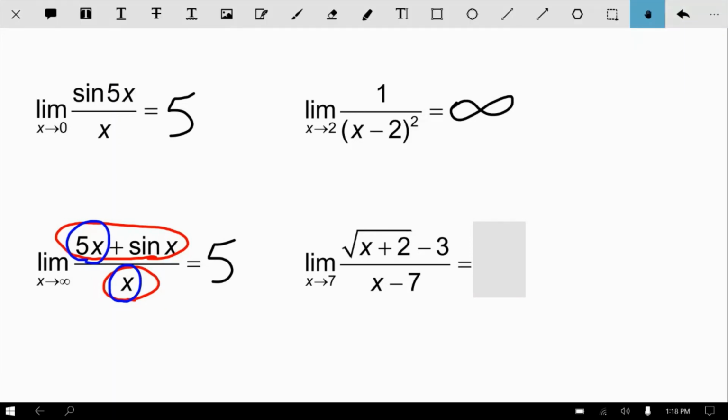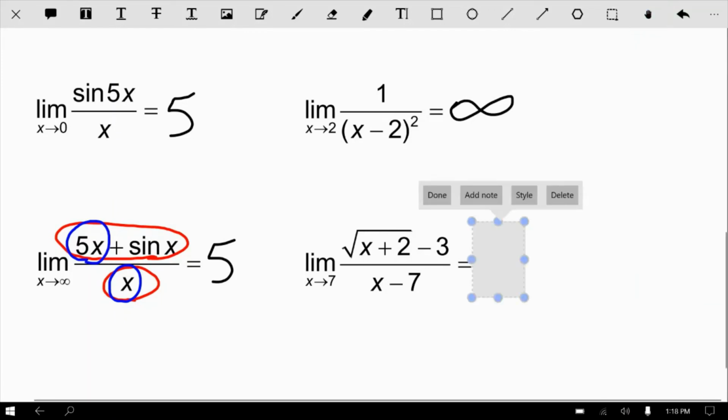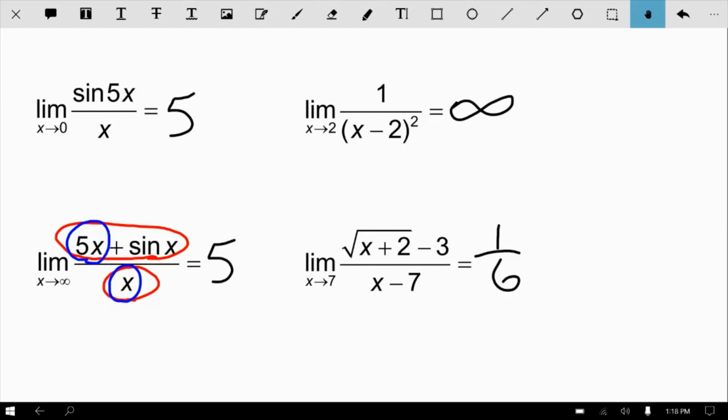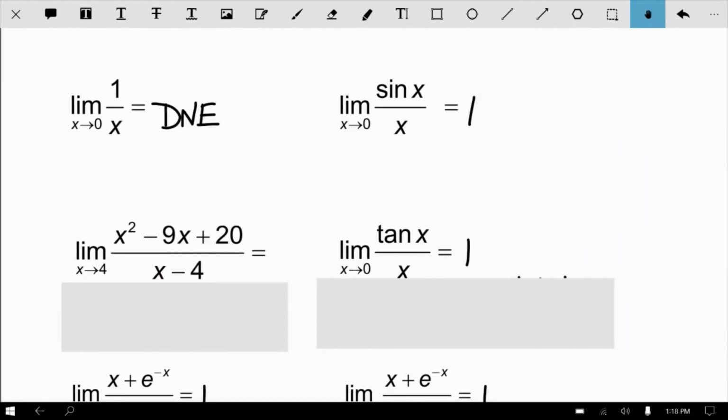All right, next problem. We have another one where we need to multiply by the conjugate. So I showed you one like this earlier. You should have multiplied by the conjugate, and that would give you a value of 1/6. If you multiply by the conjugate correctly there, the x minus 7 should cancel out. The limit as x approaches 0 of 1 over x, you should have gotten that does not exist. That's a graph you should just know. And if you don't, that's one you need to practice with because you're going to see 1 over x all the time. Sine x over x, the limit as x approaches 0 is 1. We talked about that earlier. That's the one you should have memorized.